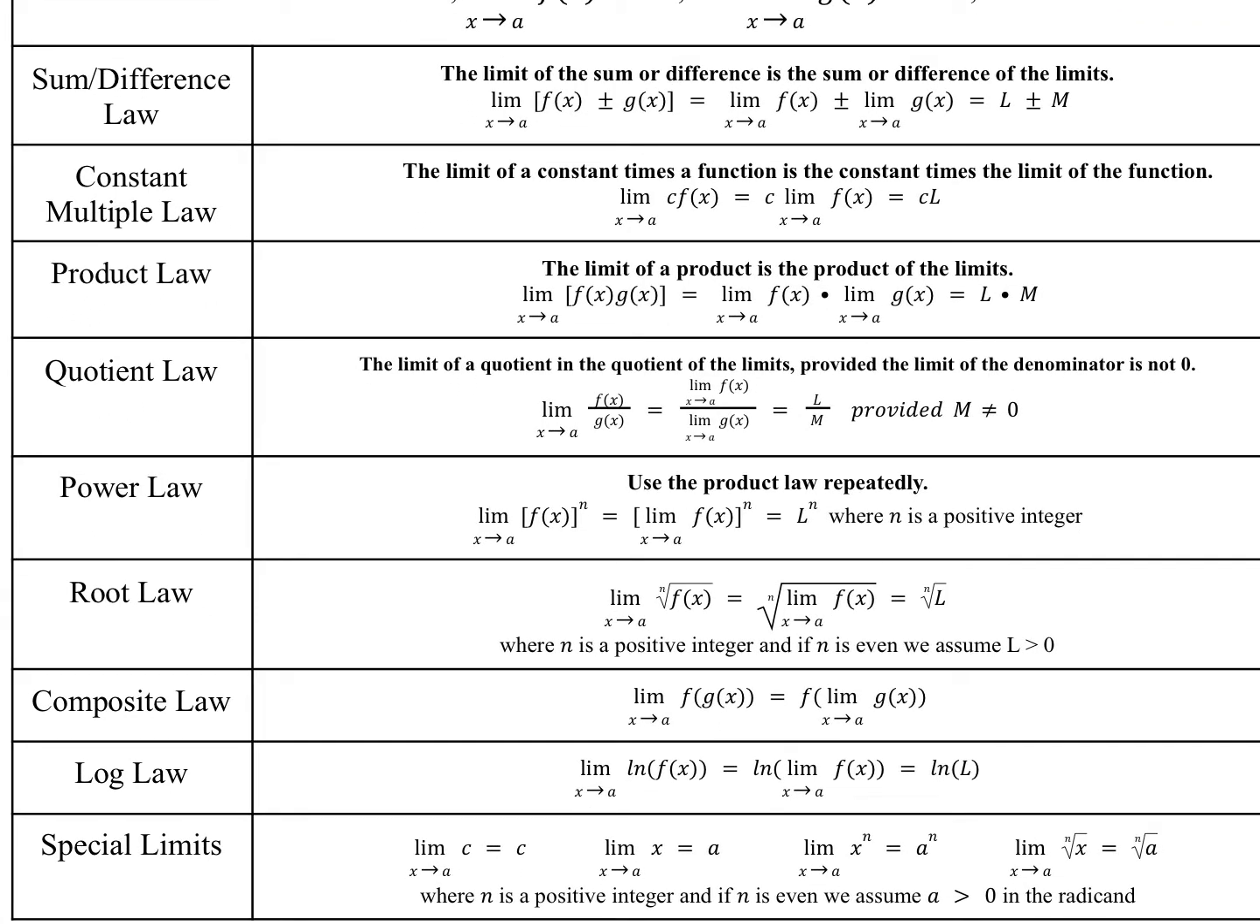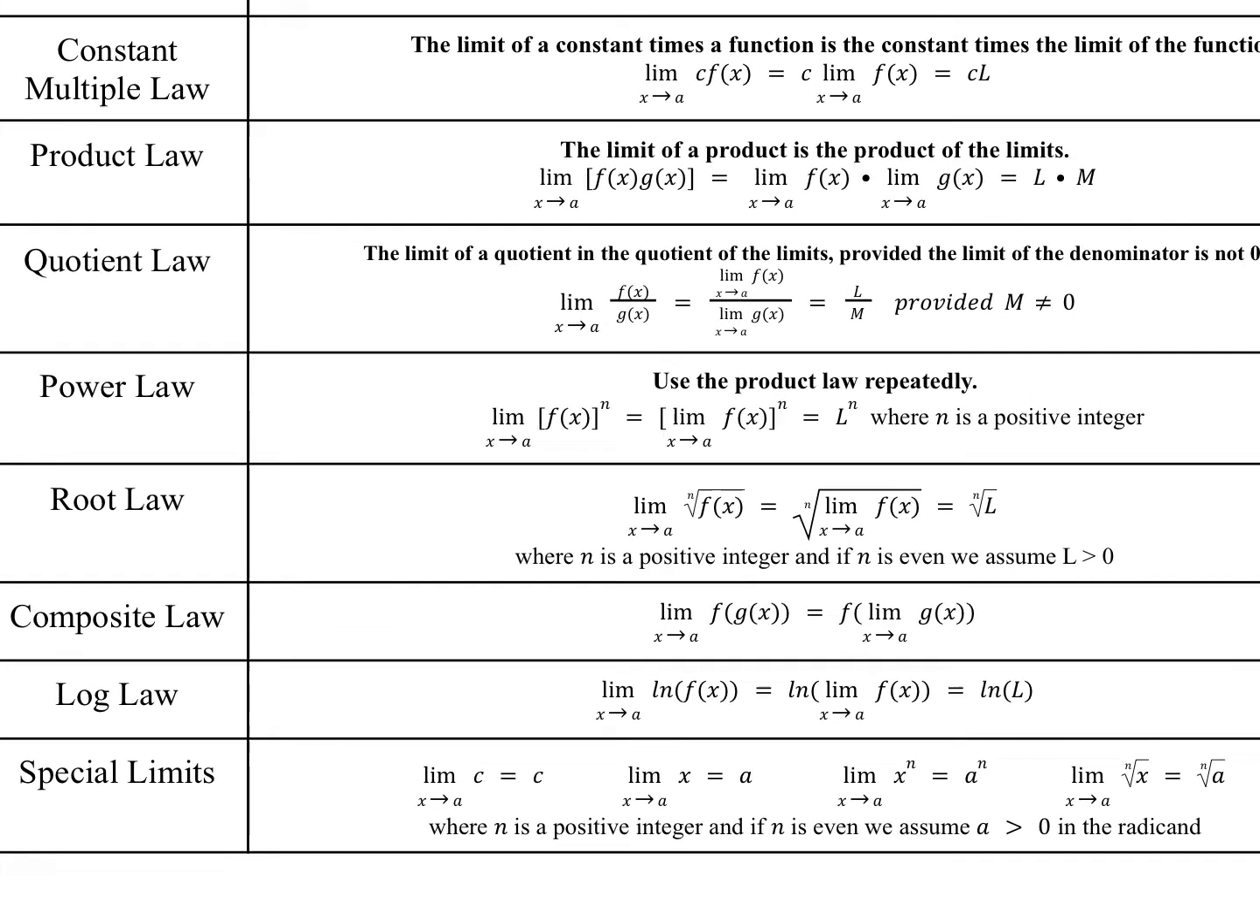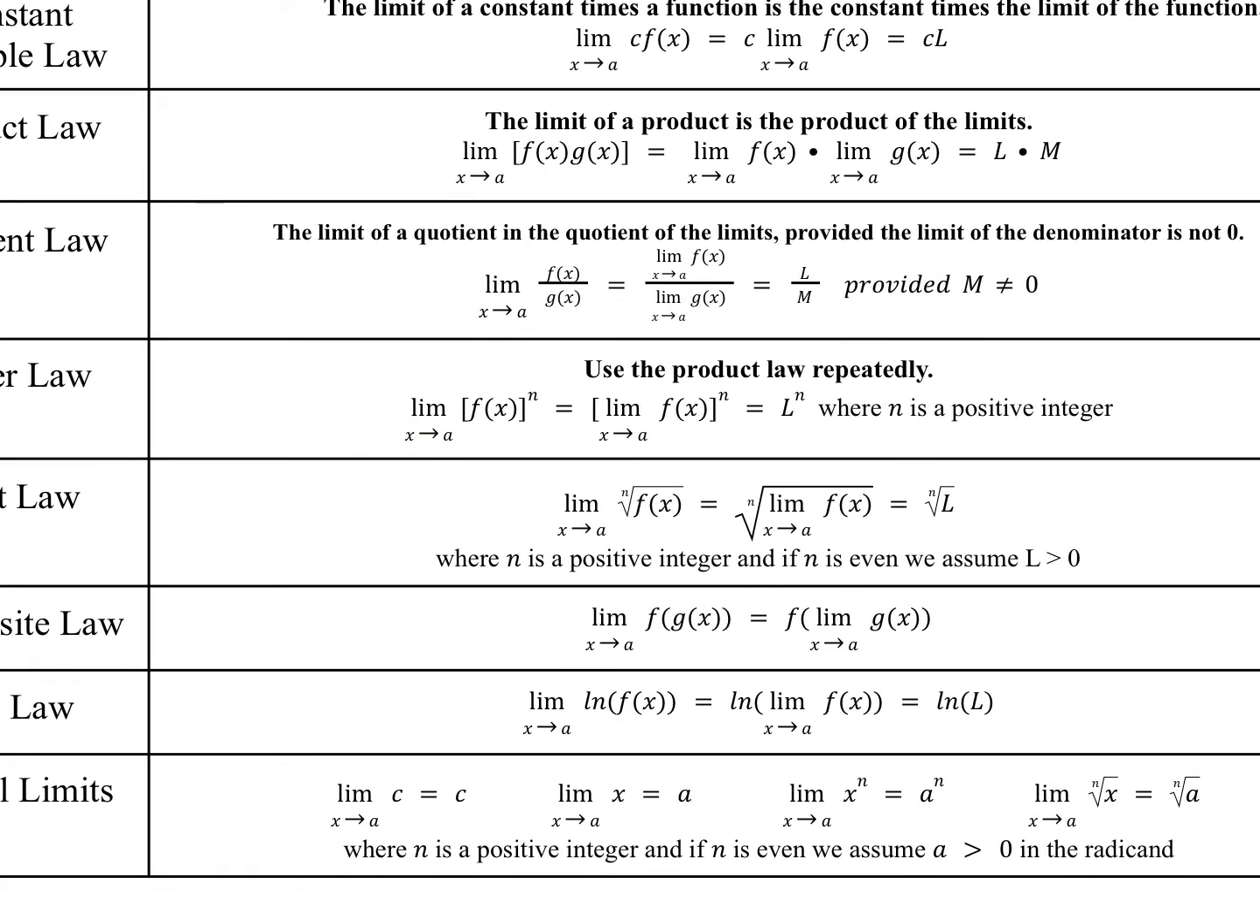The product law and the quotient law are very similar. The limit of a product is simply the product of the limits. So here you can see it's L times M. And here the limit of a quotient is the quotient of the limits. So you're taking the limit of this quotient. You can find the individual limits and take the quotient of those. So here you do just need to make sure that M does not equal 0, so your limit is not undefined. The power law states that if you are finding the limit of a function raised to a power, you can simply raise the limit of the function to that power. You're essentially using the product law up here repeatedly.